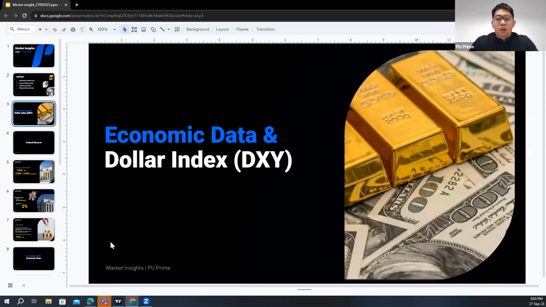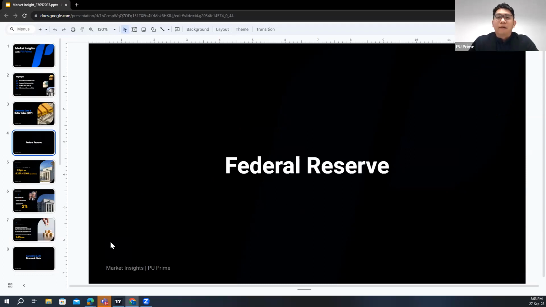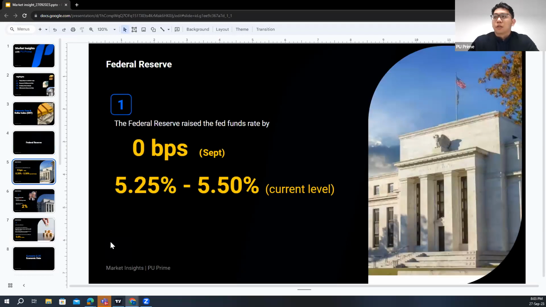First of all is the economic data, specifically for the US and its relationship to the dollar index. We all know that the Federal Reserve is the central bank for the US. So we have to watch closely for their monetary policy because it has a direct impact on the dollar. That's why it matters to us a lot. So before we dive into the previous economic data and also the upcoming economic data, we will briefly update you on what happened.